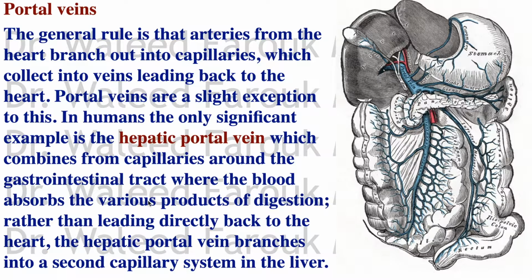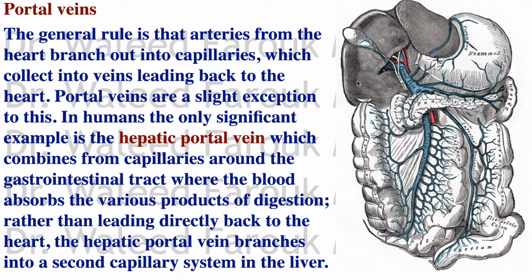And the famous one is the hepatic portal vein circulation, which combines from capillaries around the gastrointestinal tract, where the blood absorbs the various products of digestion, and rather than emptying into the inferior vena cava, no, it empties in the sinusoids of the liver, for the liver to do its action in detoxification of all the absorbed material from the GIT.